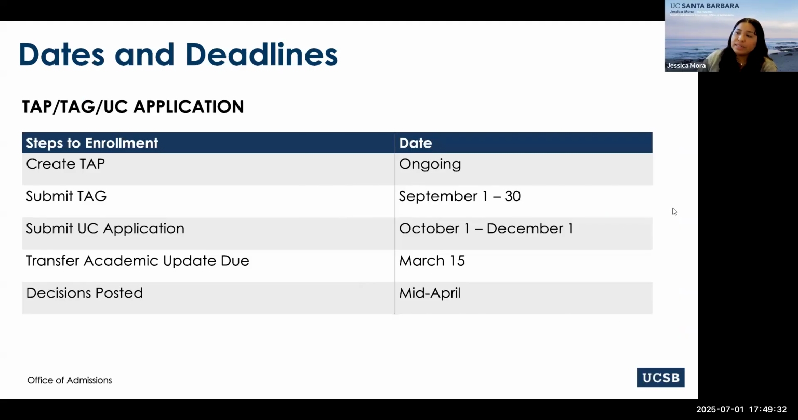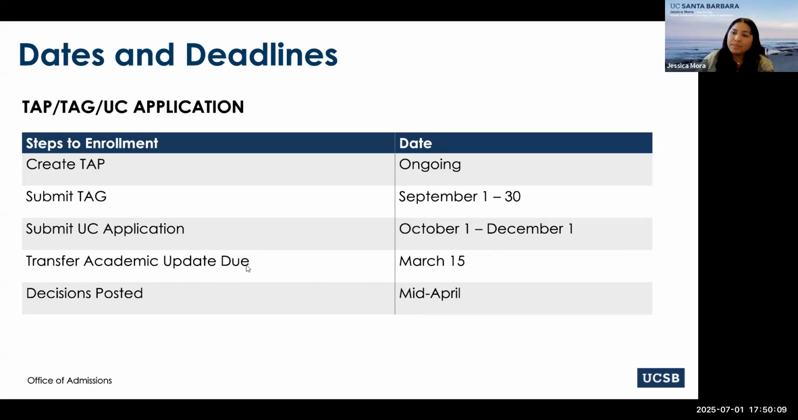These are going to be some important dates and deadlines to keep in mind for this upcoming year. Like I mentioned, that transfer admissions planner, you're able to create that at any time to track and plan your progress. If you're interested in applying for the transfer admission guarantee, that application is only open from September 1st to September 30th. You're only able to submit a transfer admission guarantee to one campus out of the 6 that offer TAG, so you want to make sure that you're not missing that deadline. And you'll be able to submit your UC application anytime from October 1st up until December 1st as well.